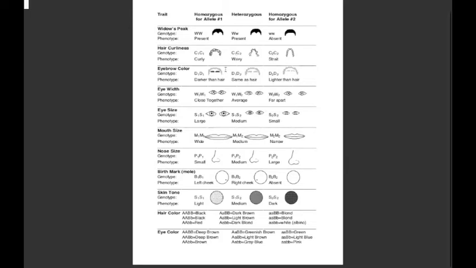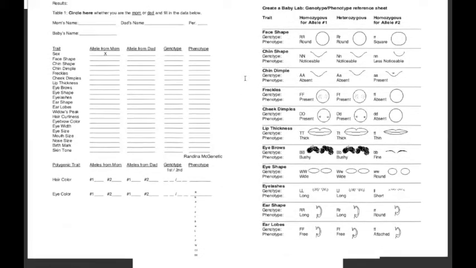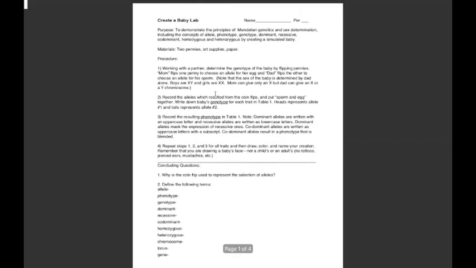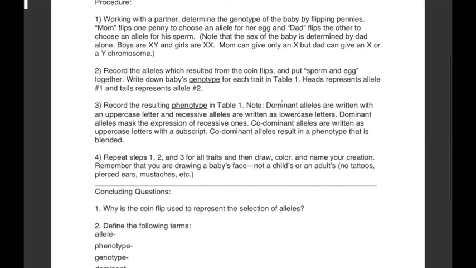Your directions call that codominant, by the way. I noticed that when reading it to you. That is incorrect. This is a blend, which makes this incomplete dominance. Go back and check those old notes. All right. Record the resulting phenotype in table 1.